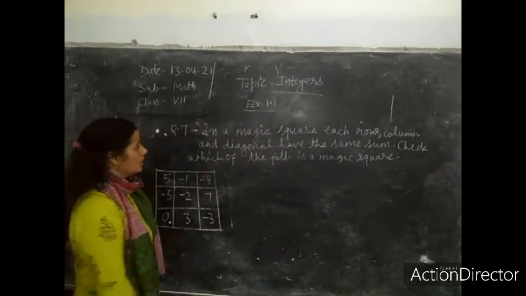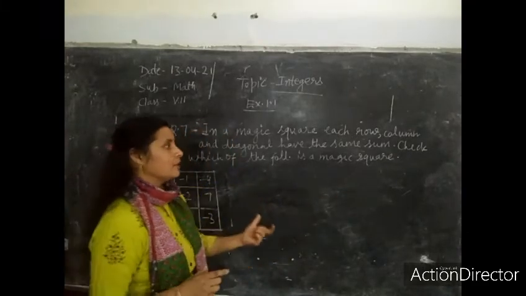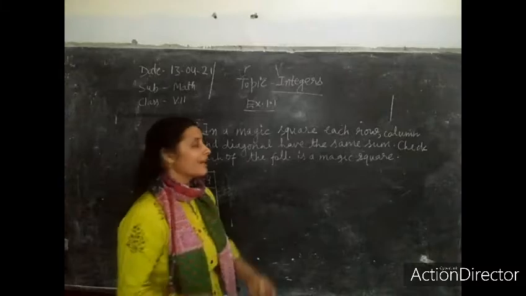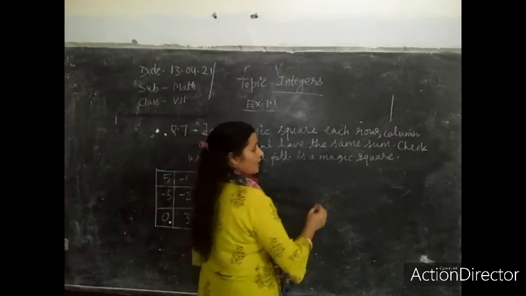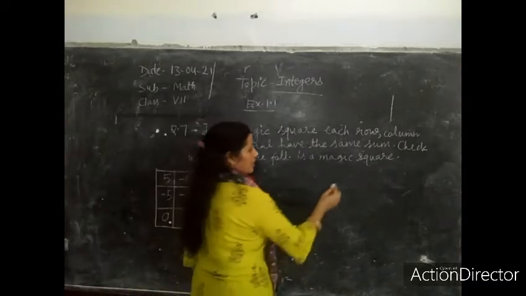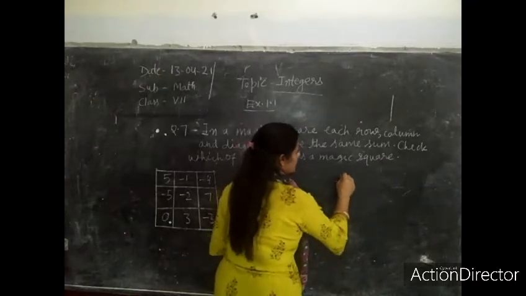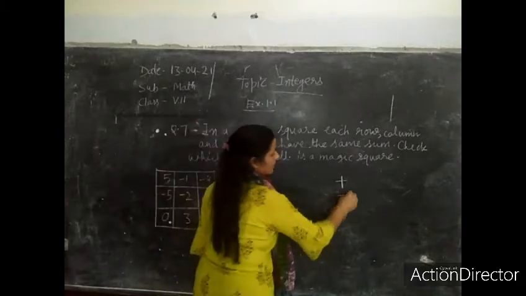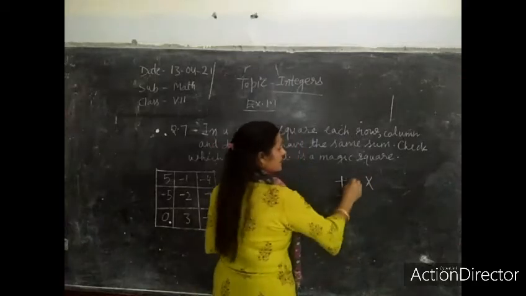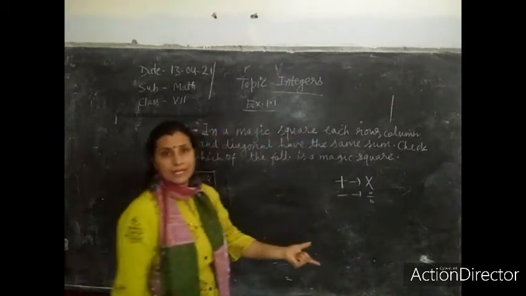Question number 7. Before coming to the questions, we have to learn a few key points related to integers. We have done them already, but it is just a recap. In mathematics, we have two operations. What are those? Addition, which means plus, and subtraction. Multiplication is nothing but repeated addition, and division is nothing but repeated subtraction.